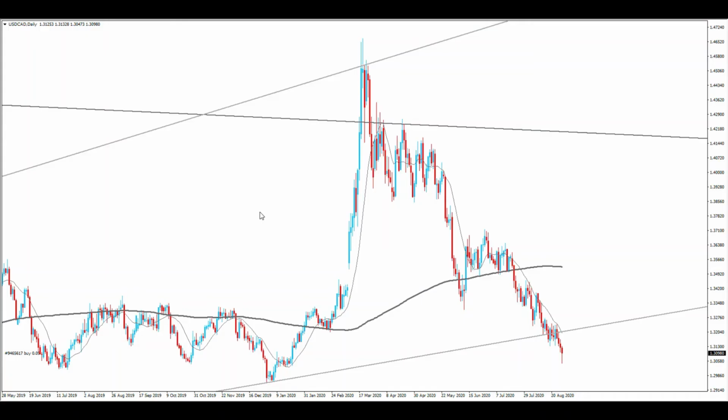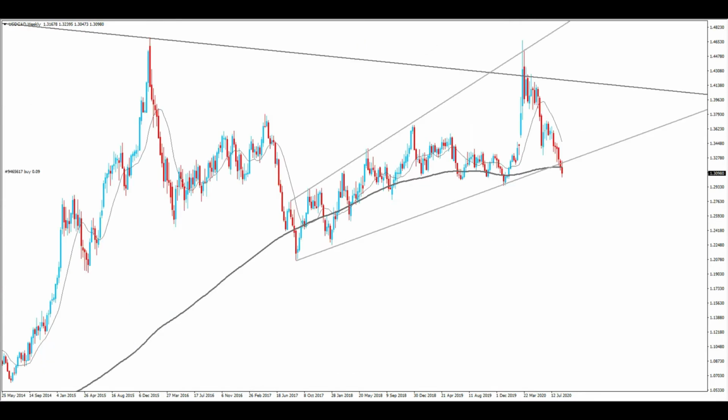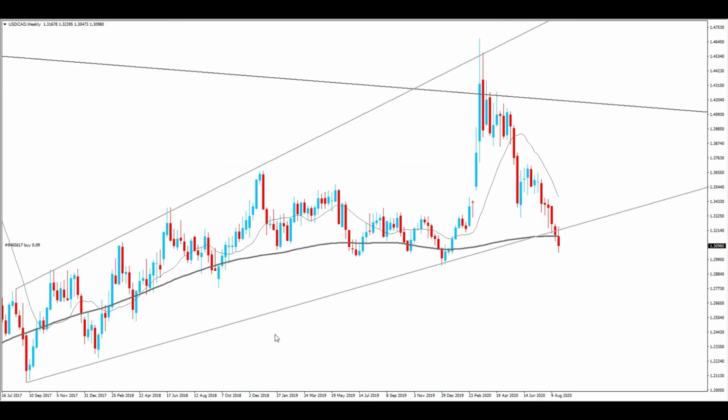Okay, so for USD CAD on the daily chart, you still see that we're quite bearish in this market. Price is definitely making those lower lows and those lower highs. Currently we had a break of the weekly trend line. If I go to the weekly chart, you can see what I'm talking about. So we've had this trend line here, and we just had a break of it as well of the 200 moving average on the weekly.